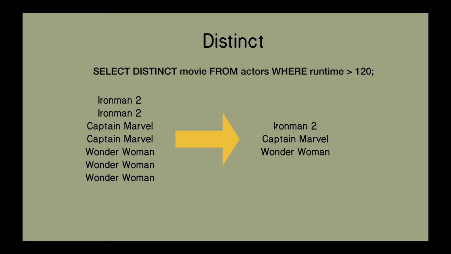There's this word distinct, which we can add like this. Select distinct, and then we have the list of columns from actors where runtime is greater than 120. So on the left here is what we started with, 2 occurrences of Iron Man 2, 2 of Captain Marvel, and so on. After we apply the distinct command, it only shows 1 occurrence of each unique entry. That's exactly what we want. Let's take a look at how that works.